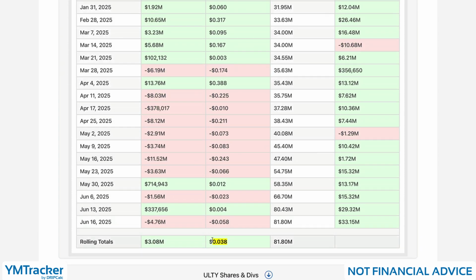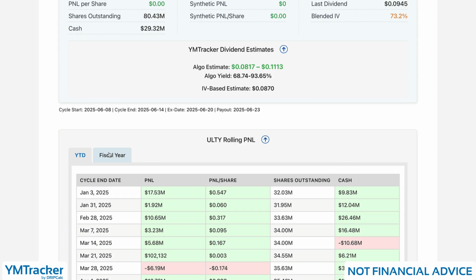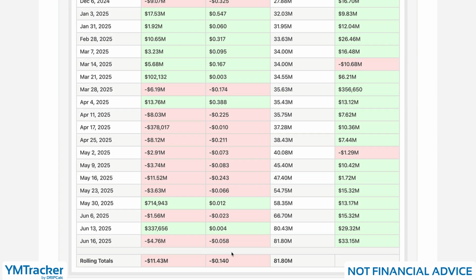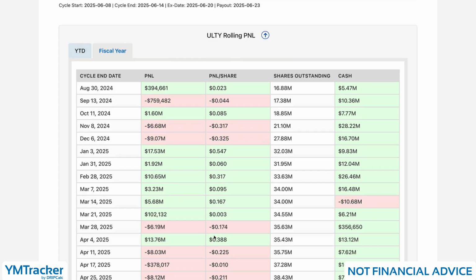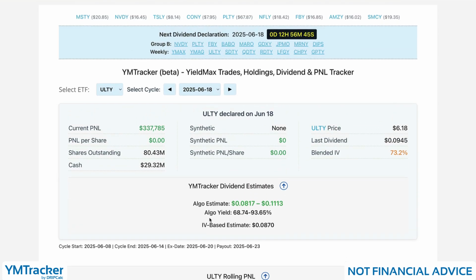They pay out much more than they actually earn. Year to date, they actually have a negative 14 cents loss per share, and yet they're making all these crazy dividend payments. So I decided not to buy OLTE. This is not financial advice. I'm not telling you not to buy OLTE. I have a few shares, but I'm not actively buying it.